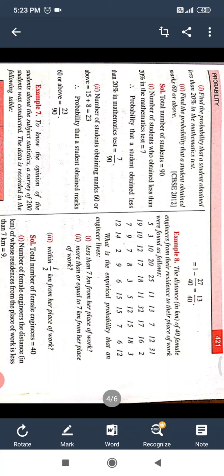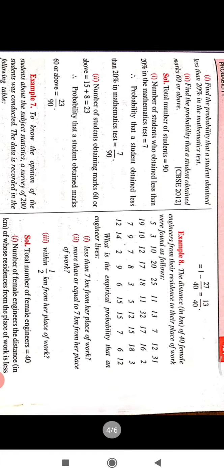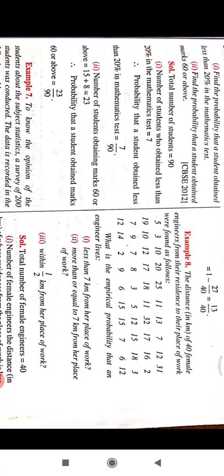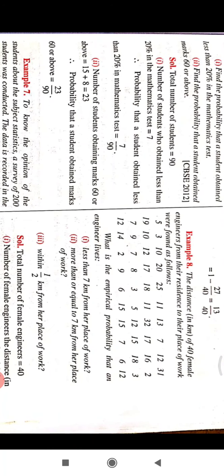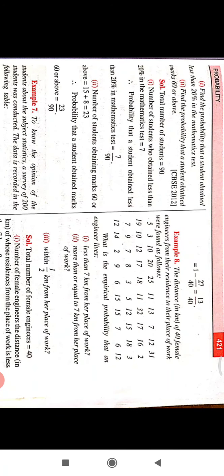Okay, now we can see the second: number of students obtaining marks 60 or above. We can see in the table there are 15 and 8, so we can add 15 plus 8, 23, and the total students is 90. So the number of students obtaining marks 60 or above equals 23. Therefore the probability that a student obtains marks 60 or above equals 23 upon 90. Now it will not cut because it is an even and odd combination.